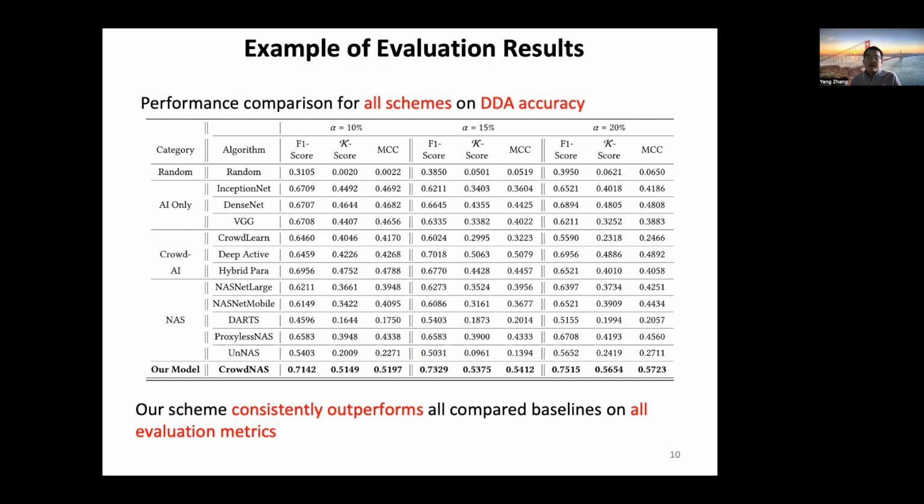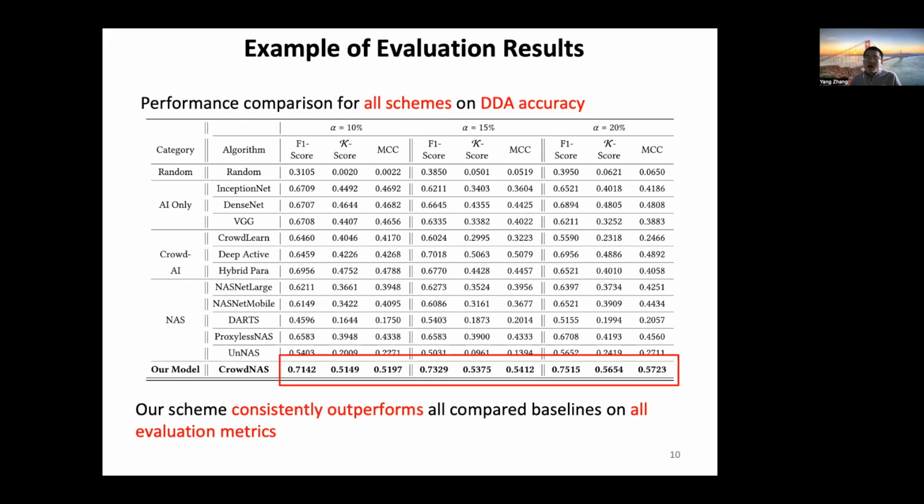Finally, we show an example of our evaluation results, where we vary the ratio of the studied images that are sent to the crowdsourcing system to collect the crowd labels. For example, the 10% here means that we send 10% of the studied images for crowd labeling. We also compare our CrowdNAS with a rich set of AI, crowd AI, and neural architecture searching baselines. For example, this ProxylessNAS baseline is the lightweight neural architecture searching framework that conducts the network searching on cell-based architecture building blocks to ensure a desirable neural architecture searching process.